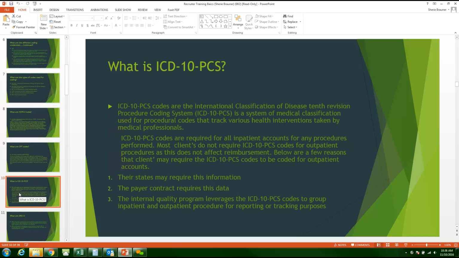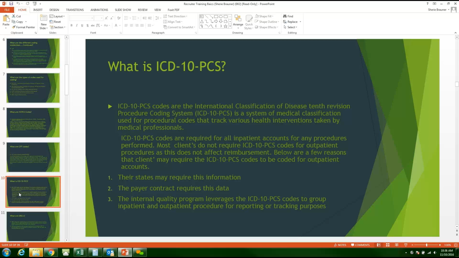Slide number 10. What is ICD-10-PCS? ICD-10-PCS codes are the International Classification of Disease 10th Revision Procedure Coding System. It is a medical classification system used for procedure codes that track various health interventions taken by medical professionals. ICD-10-PCS codes are required for all inpatient accounts for any procedures performed. Most clients do not require ICD-10-PCS codes for outpatient procedures, as this does not affect reimbursement.